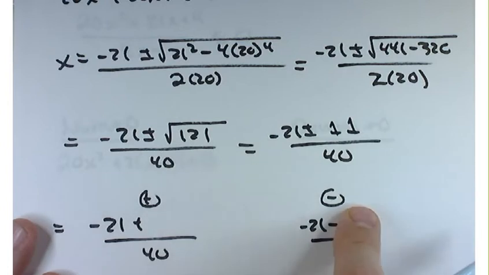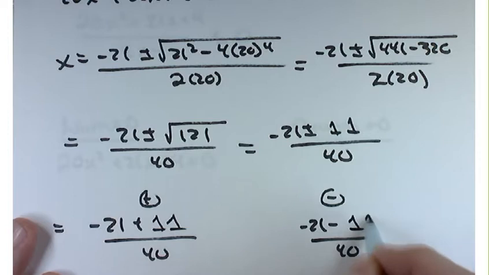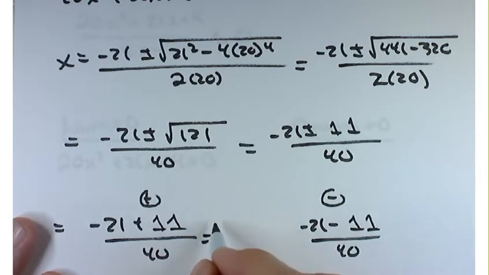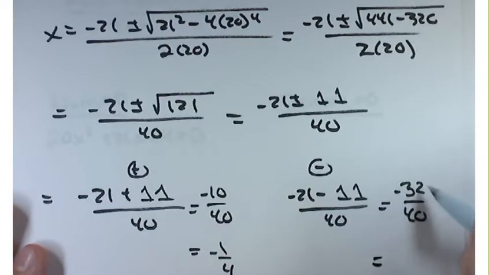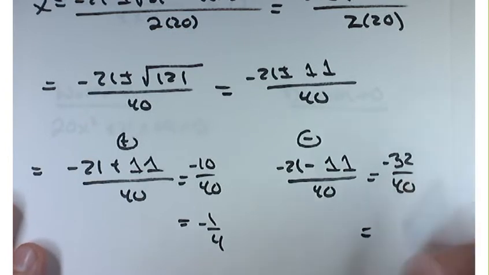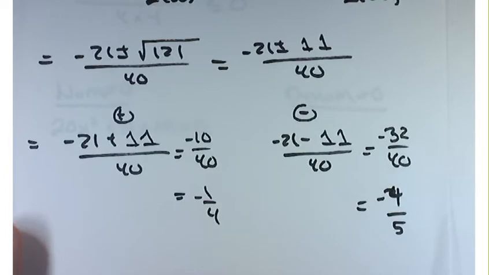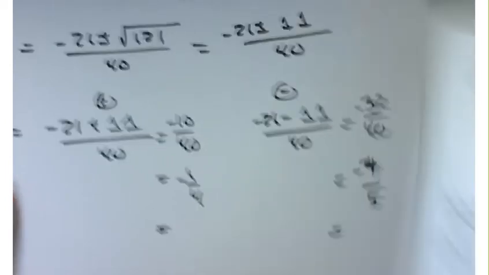Now, one at a time, you've got to solve these. Negative 21 plus 11 over 40. Negative 21 minus 11 over 40. That gives me negative 10 over 40, which is negative 1/4. Here I get negative 32 over 40. What number goes into both of these? It's more than 4. 8, well done. So negative 4 over 5 for that one. So there's my two solutions. As decimal values, well, let's see. I'll let you be surprised on that.